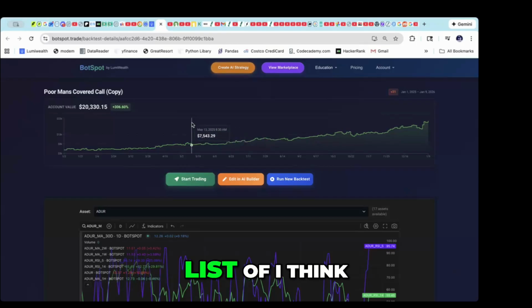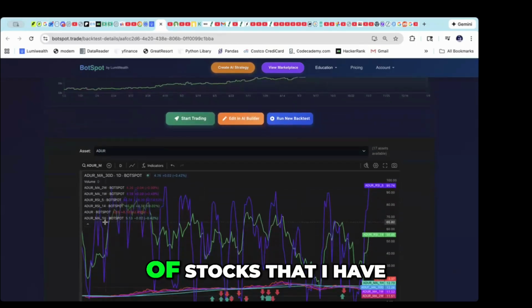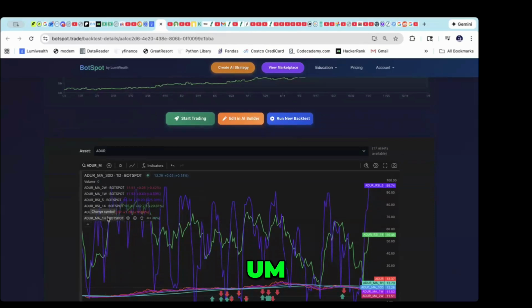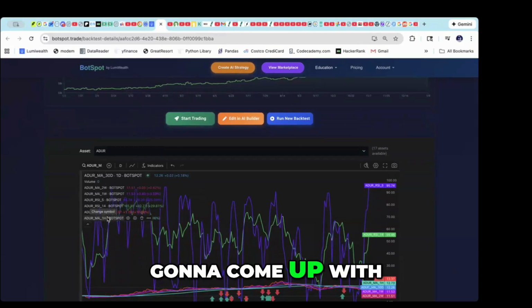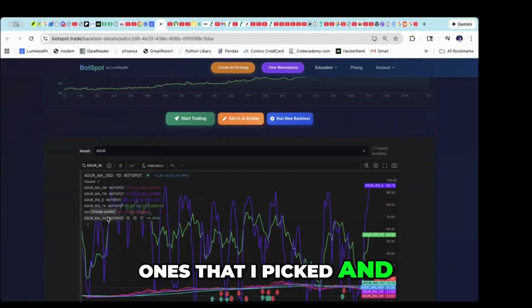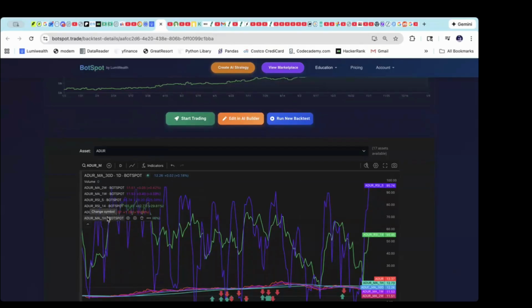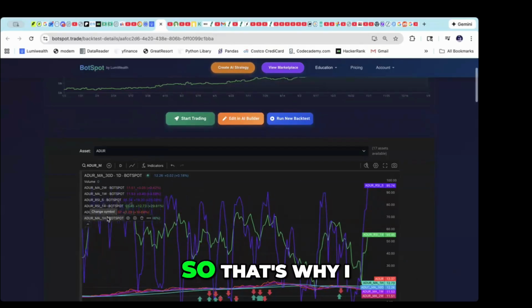Yeah, so I have a list of I think 26 stocks on here that I believe have high potential, that are going to come up with high government contracts coming up. Those are the ones that I picked, and these are the ones that I've actually done pretty well with this year too. So that's why I picked them.